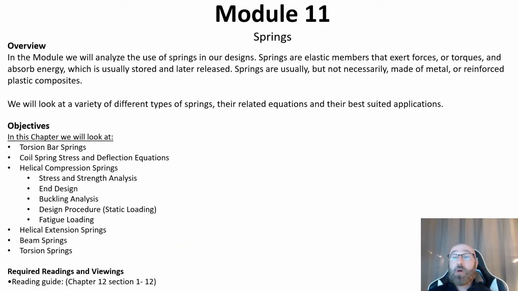As we look at our module 11, we'll be covering the topic of springs. Within this module, we're going to analyze the use of springs within our design process. Springs are defined as elastic members that exert force or torques and absorb energy, which is usually stored and then later released. Springs are usually, but not necessarily, made of metal. Sometimes we'll even see them as a reinforced plastic composite.